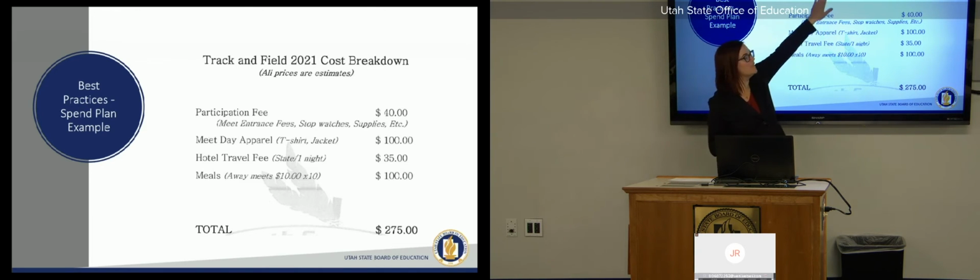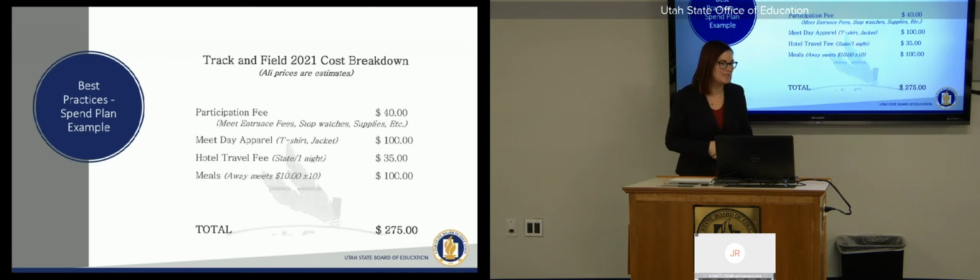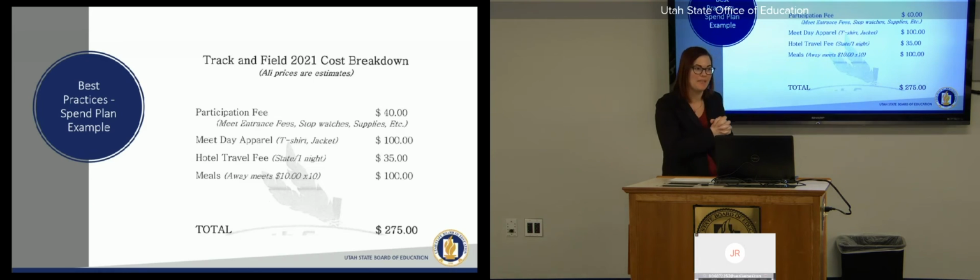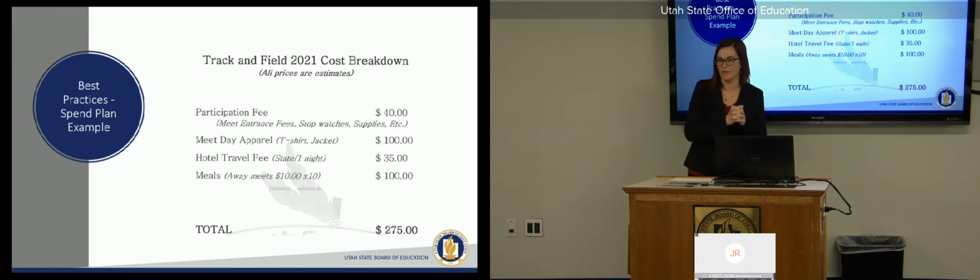So it says all prices are estimates, so that is one thing that we disagree with on this. They should not be estimates, which is why we picked this, so we can talk about that. These should be set amounts, amounts that will not change, so a parent can open it up and say, hey, this is how much I know I will be paying for my student to participate in this activity. Now, there are things that you may not know an exact amount for.